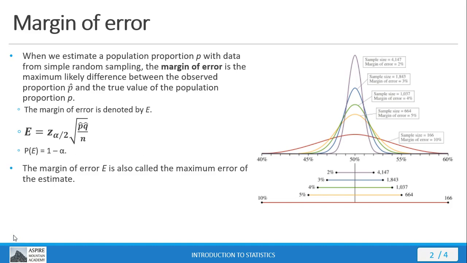Another name for the margin of error is the maximum error of the estimate, although to be honest, I've never really heard that name with confidence intervals that I've seen. I've always heard this referred to as margin of error.